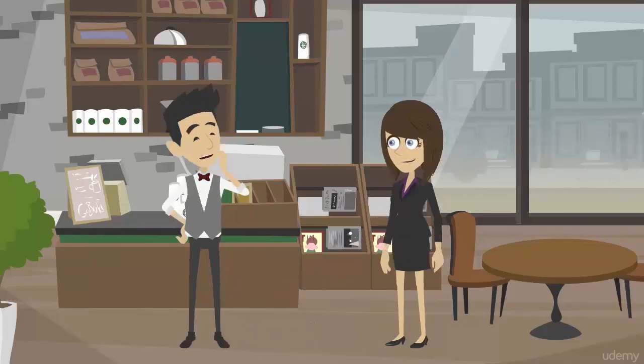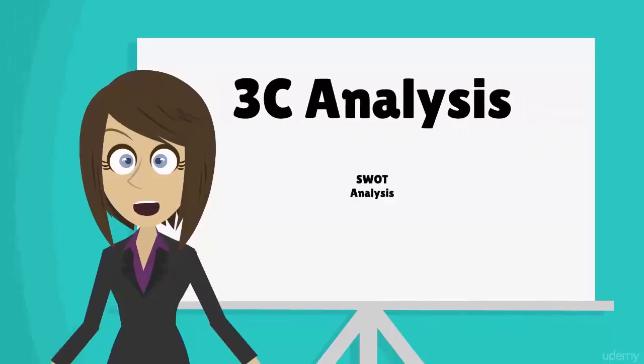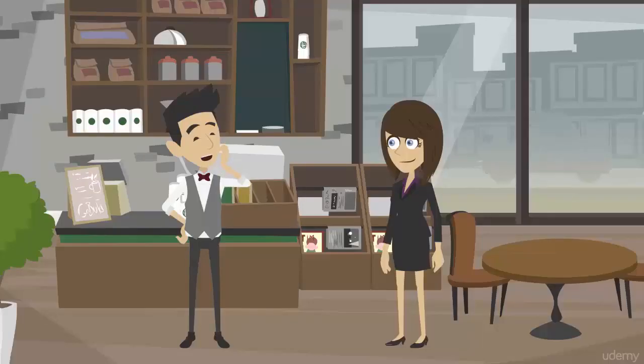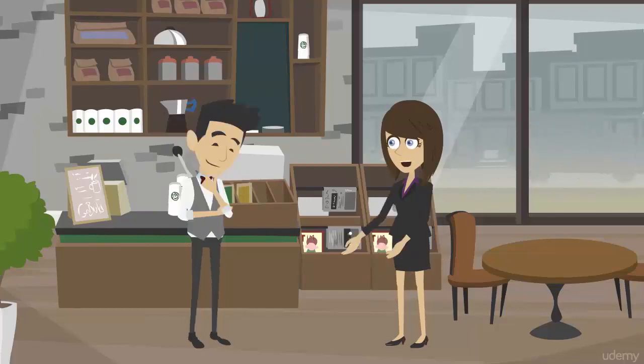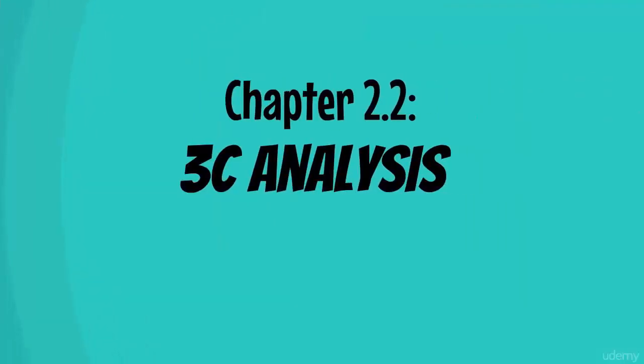How do I do a situation analysis? There are two methods that you can use, a 3C analysis and a SWOT analysis. 3C analysis? SWOT analysis? Yeah, you can understand your business situation very well by using 3C analysis and SWOT analysis. Sounds great.